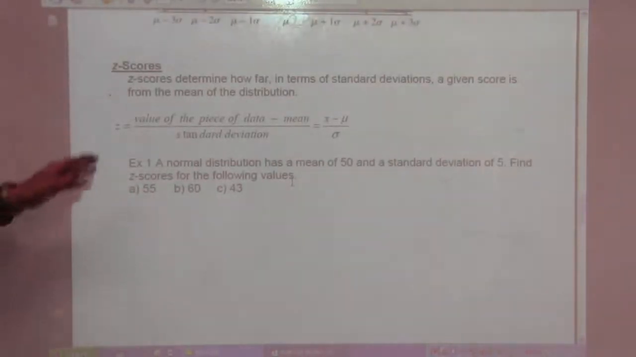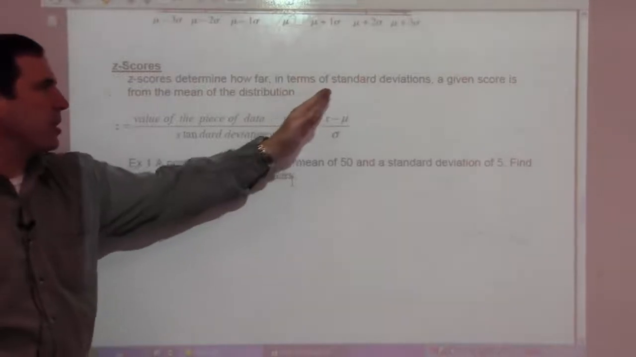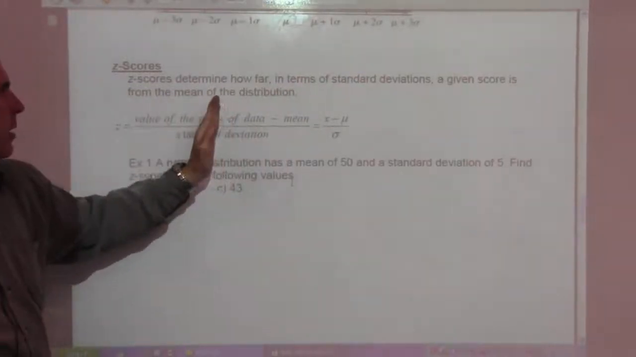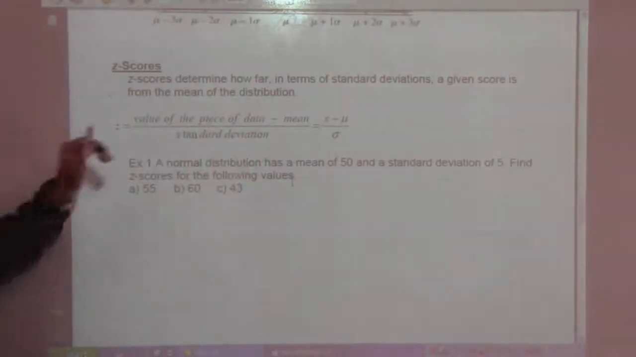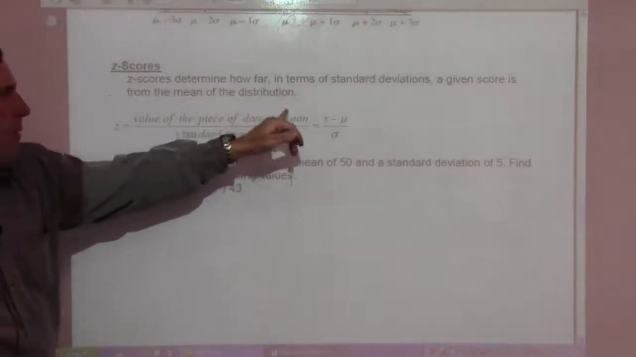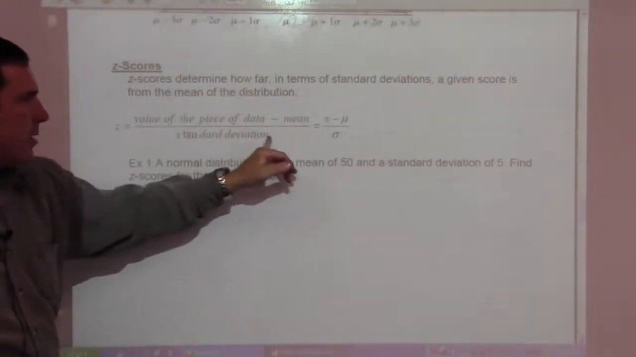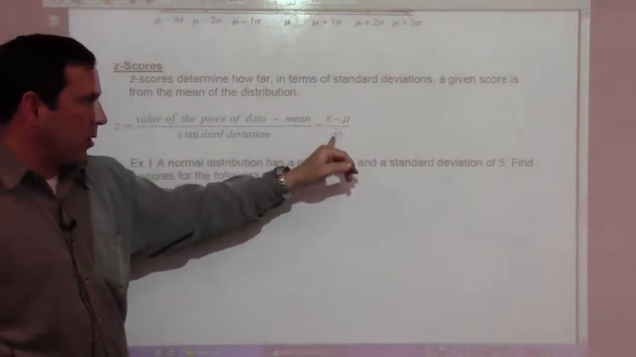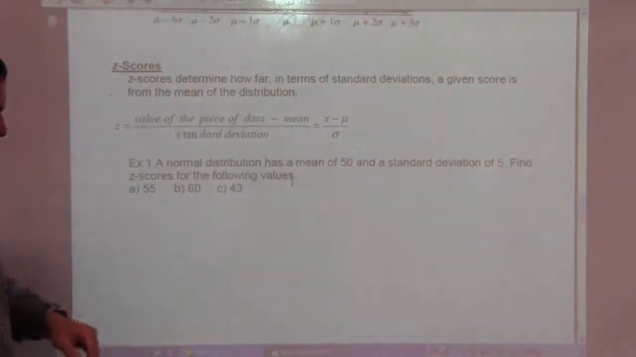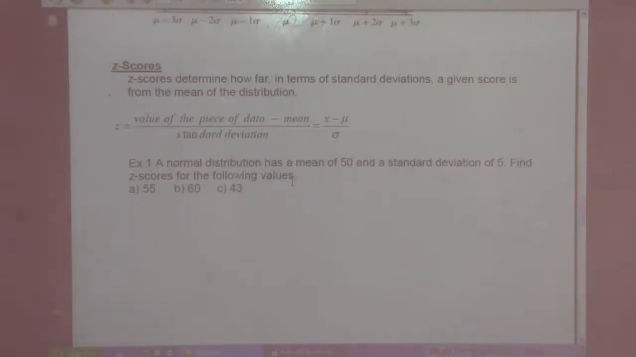Z-scores. Z-scores determine how far, in terms of standard deviations, a given score is from the mean of the distribution. So the Z-score is the value of the piece of data minus the mean divided by the standard deviation. So it's x minus mu over sigma. So we're going to find the following Z-scores.